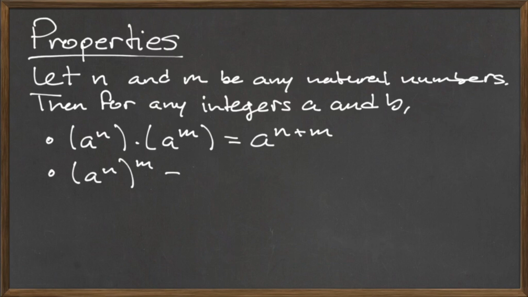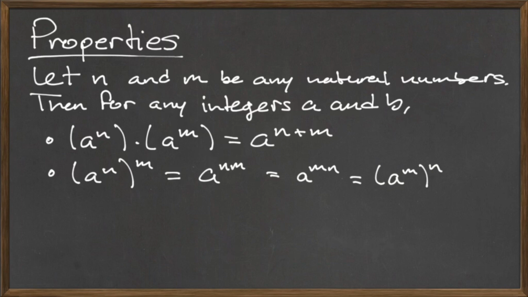The second property states that if we have an exponential expression a to the nth, and that quantity is raised to the mth power, we can rewrite this expression as the base a raised to the product of the exponents n and m. Remember that multiplication of integers is commutative, so a to the n times m is equal to a to the m times n, which is equal to the exponential expression a to the m raised to the power n.